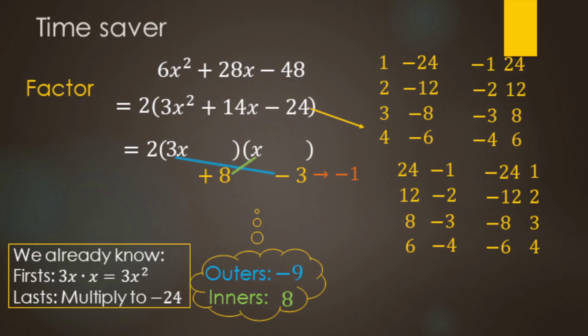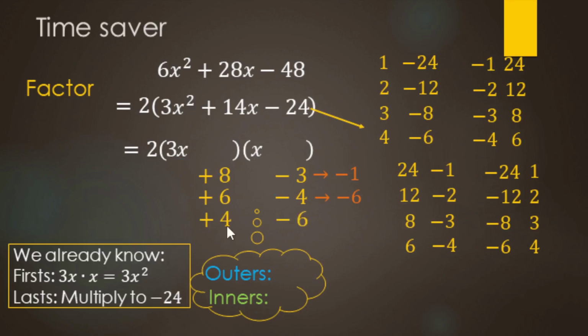And again, just random numbers if you want. We're going to guess a plus 6 and a negative 4. Now we're just checking the outers and the inners. So here we go. 3 times negative 4, that's a negative 12. And then the inners is going to be 1 times 6 is 6. Negative 12 and 6, it's going to make negative 6. We're hoping for 14. That's not it. Let's try another one. Here we go.